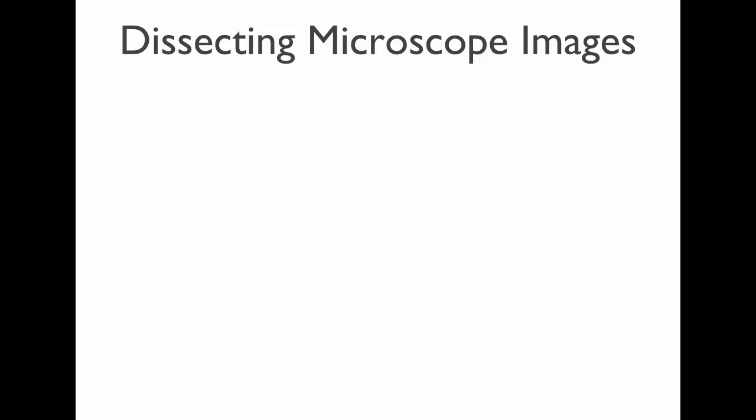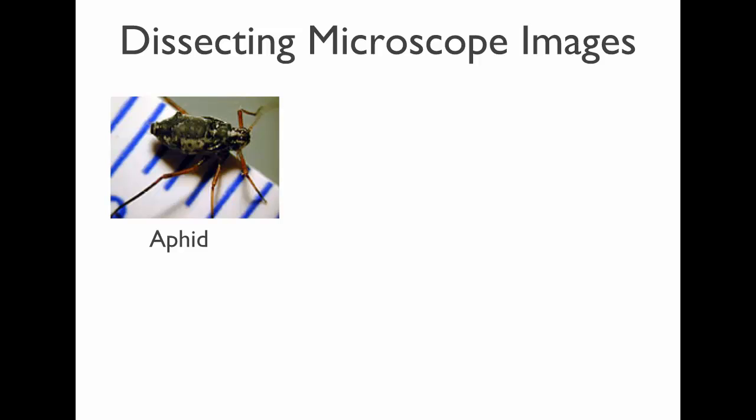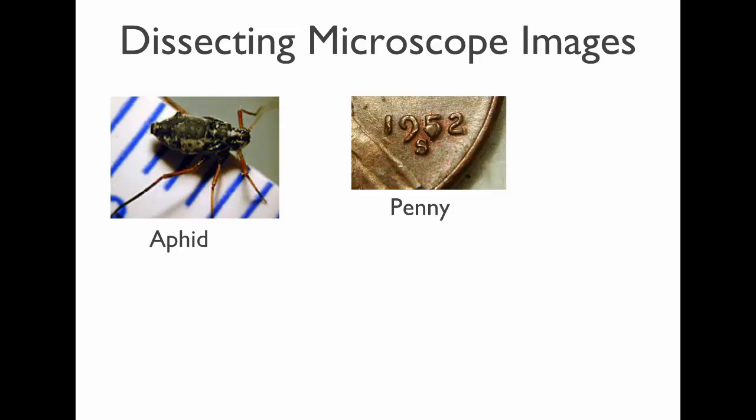So the dissecting microscope gives us these sort of three-dimensional views of objects. This is an aphid. Again, it's a small insect. We can see it three-dimensionally. It's also a thick object. Light's not going through it. Here's a penny seen through the dissecting microscope. And we can see sort of the ridges and the shadows there.